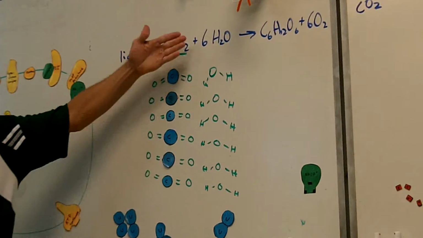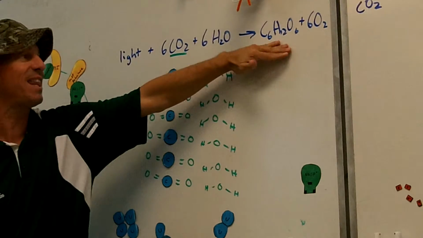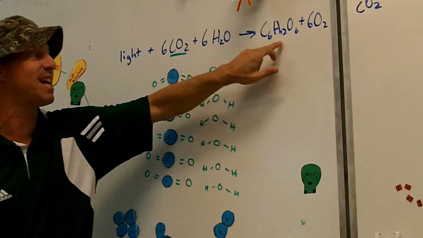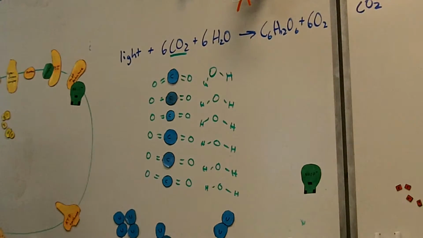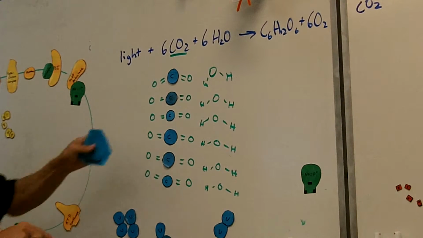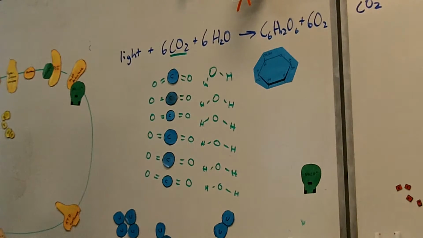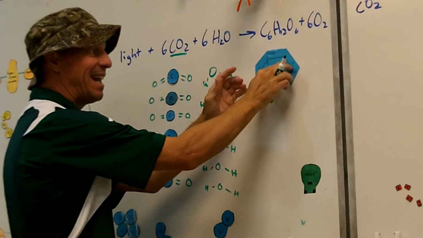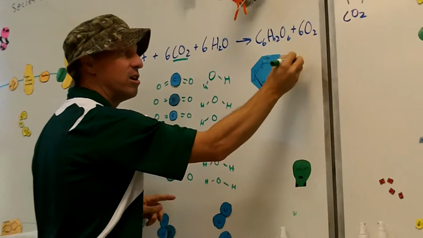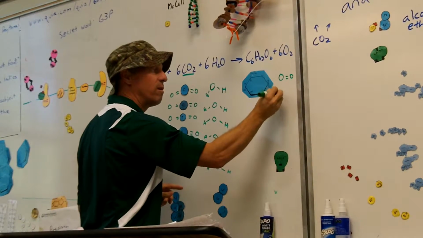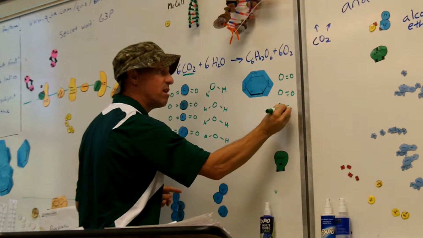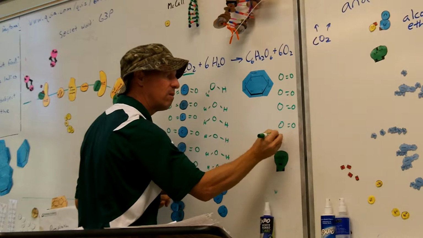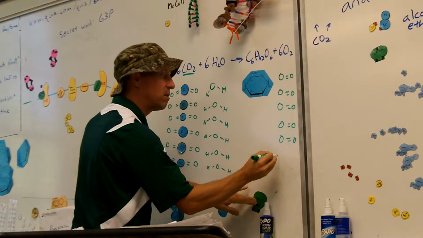6 of these and 6 of those go together to make that. You know what that molecule is? C6H12O6? Glucose. Sugar. That's glucose. That's this. All of this comes together to make that. And oxygen, which is O2. You get 6 of those as well. That's the waste product.